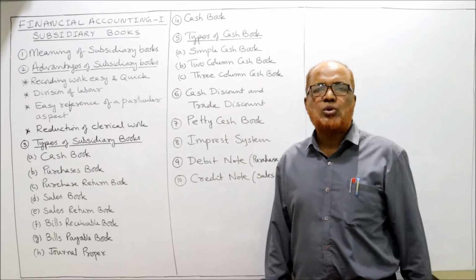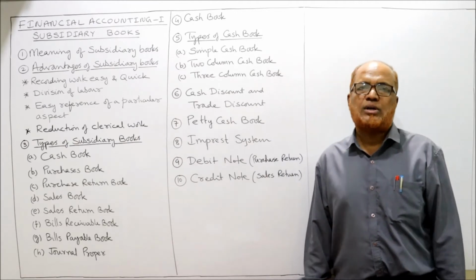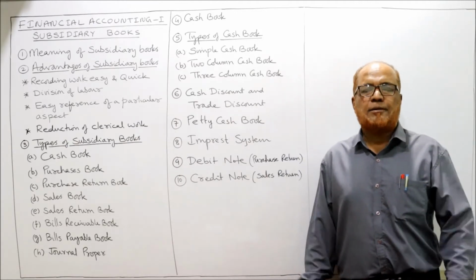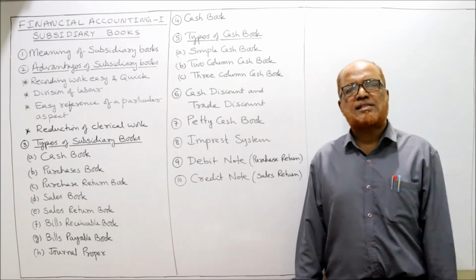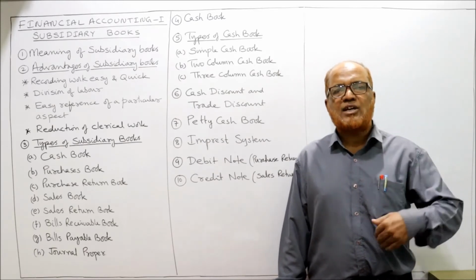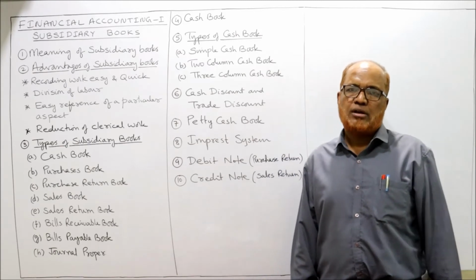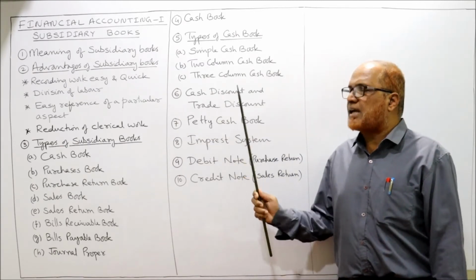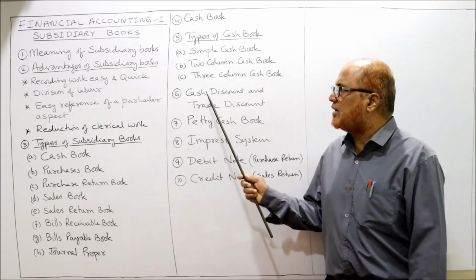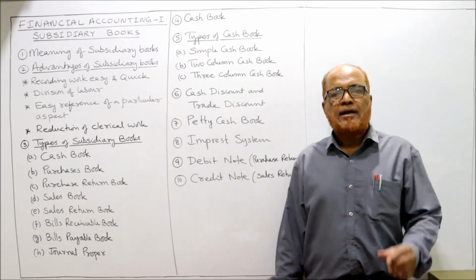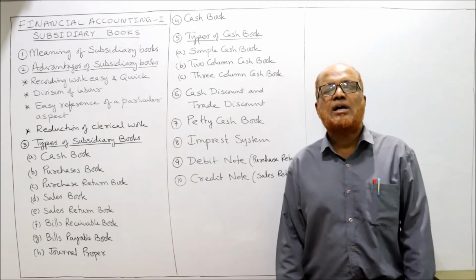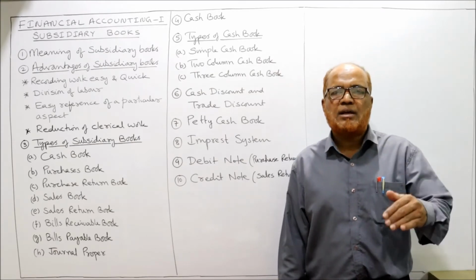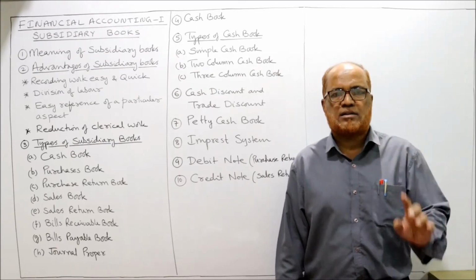A student must know the difference between the cash discount and trade discount. See here, both are the discount. Discounts are nothing but the allowances given by the receiver of cash to the payer of cash. So what is the difference between cash discount and trade discount? First, I will discuss about cash discount. Cash discount is the discount allowed by a business to the customer for making the payment before the due date.